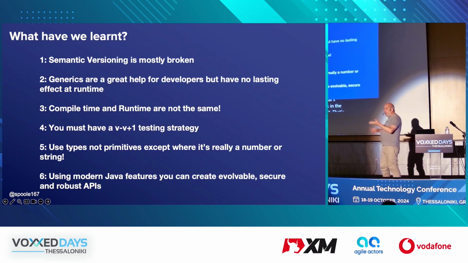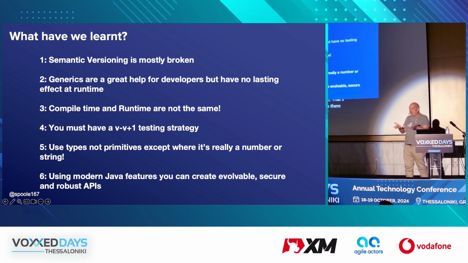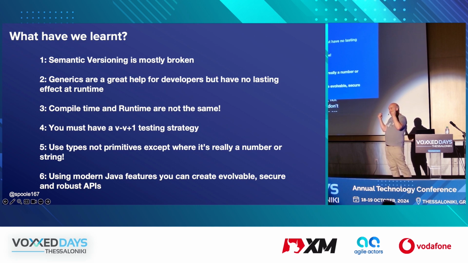What have we learned? Semantic versioning is broken, not intentionally, but through history. Generics are great, but be cautious of the fact that they help you as a developer. They're not going to help you at runtime. Compiler and runtime are not quite the same. Go read the Java compiler spec and the JVM spec, right?